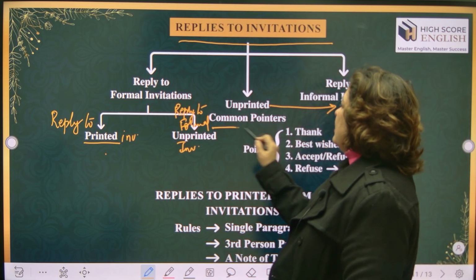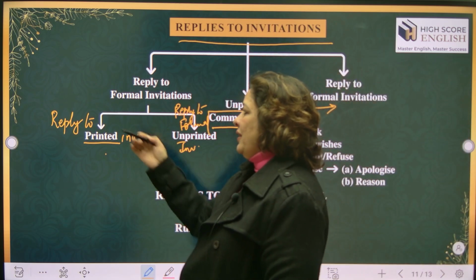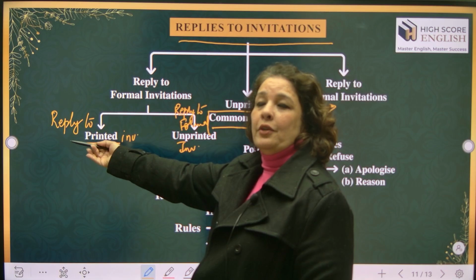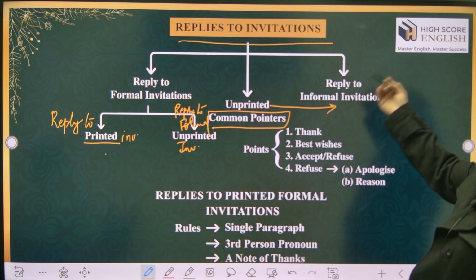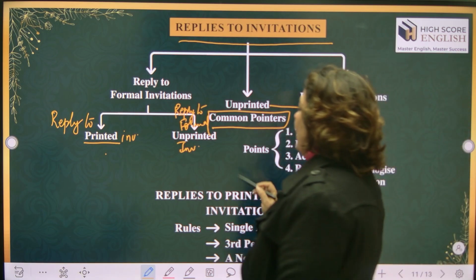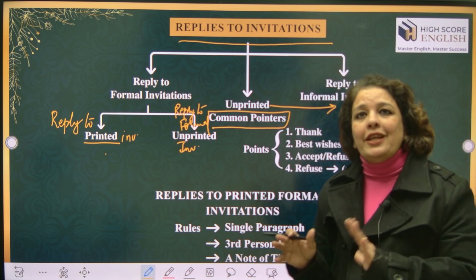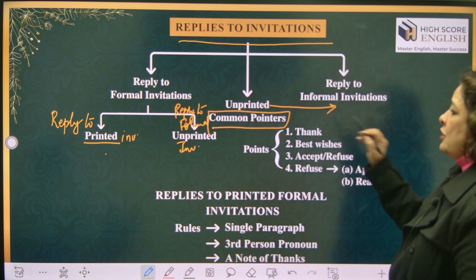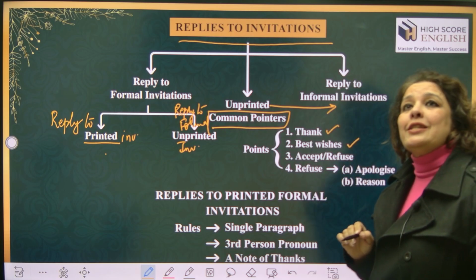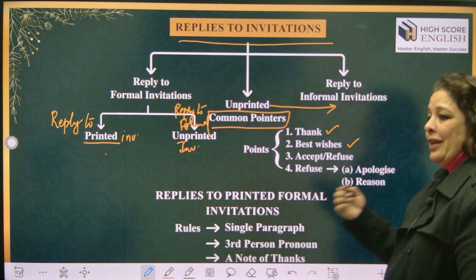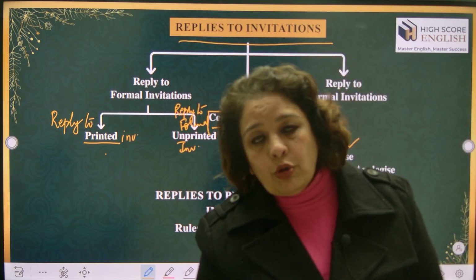What are the common pointers that you have to keep in mind whenever you're writing the reply to an invitation, whether it is formal printed reply or formal unprinted reply or informal unprinted reply? In all the cases, these 4 points have to be same. Only the language, the presentation changes. What you have to do, first of all, you have to thank for the invitation. Then you have to convey your best wishes for that particular function, event, or ceremony, whatever it is. After that, obviously, either you say yes or you will say no.